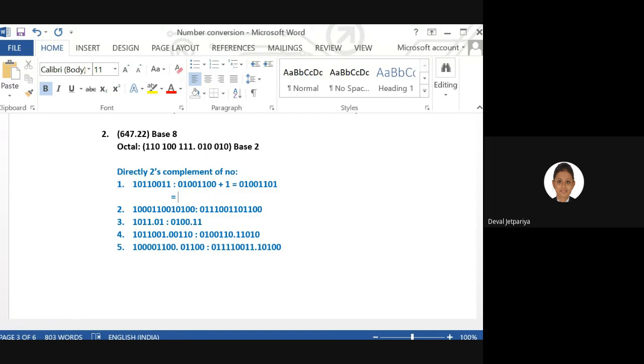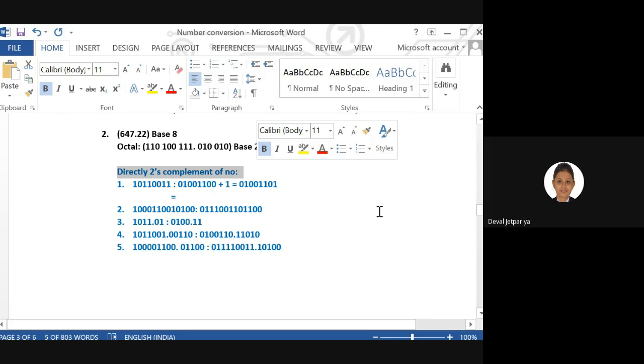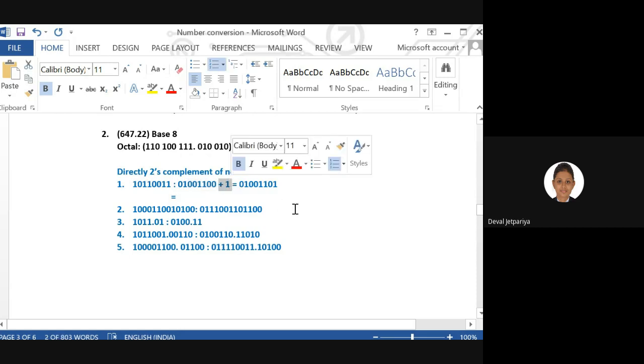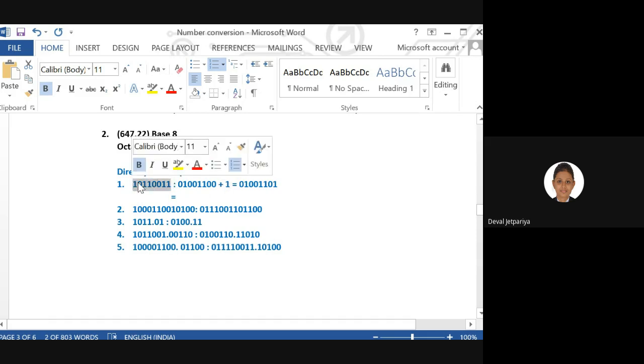Now see, this is just for your understanding purpose. We all know how to compute two's complement, right? Two's complement is nothing but one's complement, and in that we need to add plus one. This is how you can find out two's complement. But here is one direct trick using which you can find out two's complement. So concentrate here. This is your question, right?